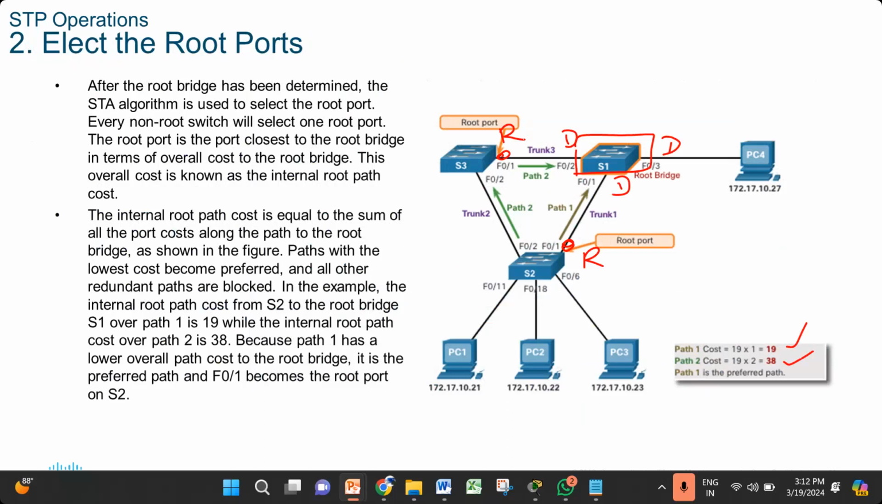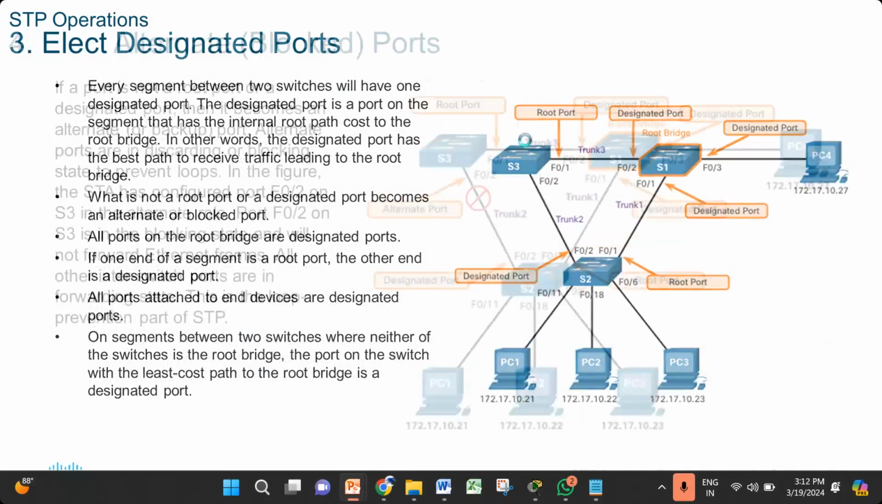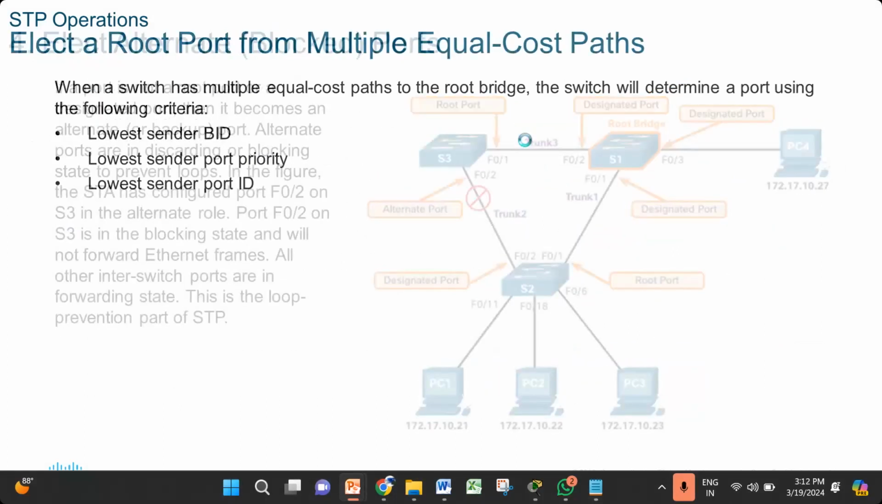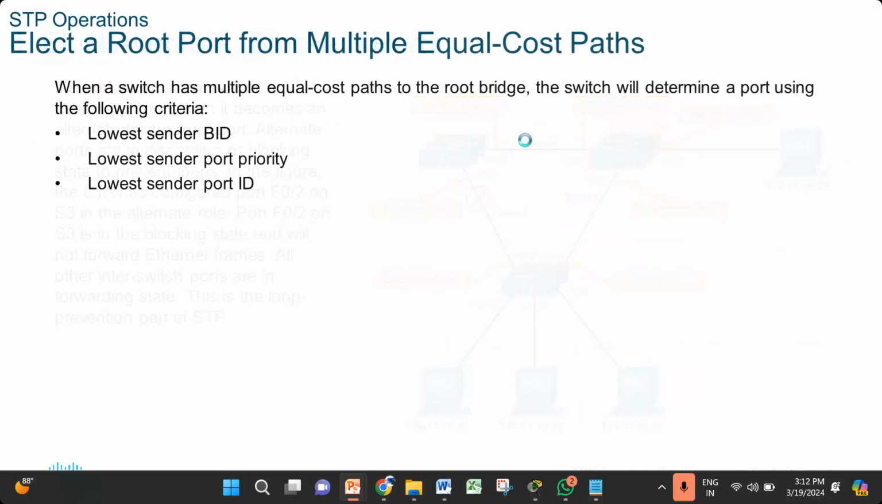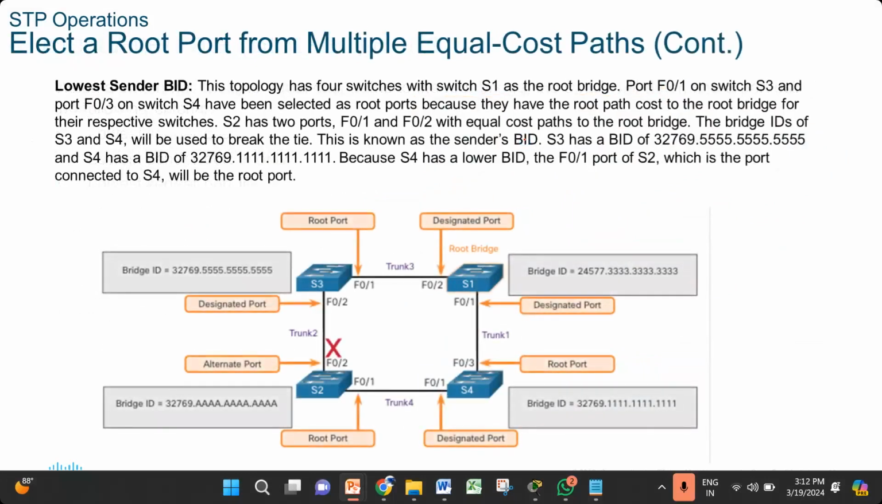Now you may get a next question. What if the path costs are the same? In this case, if you see here, for S2 there are two paths available, that is trunk 4 and trunk 1. So S2 can reach the root bridge by means of two paths, that is 1, 4 and 2, 3. These are the two paths available. Now in this case, the path cost is equal.